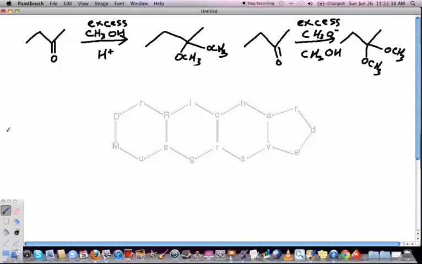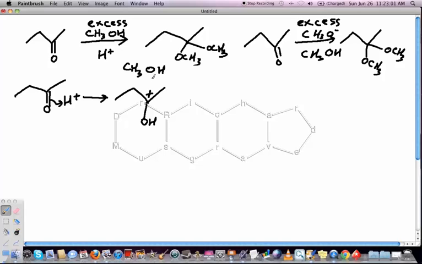And we'll start off with the acid catalyzed mechanism first. So the H plus attacks the C double bond O. We end up with a positively charged carbon. We have the alcohol come in and attack the C plus.